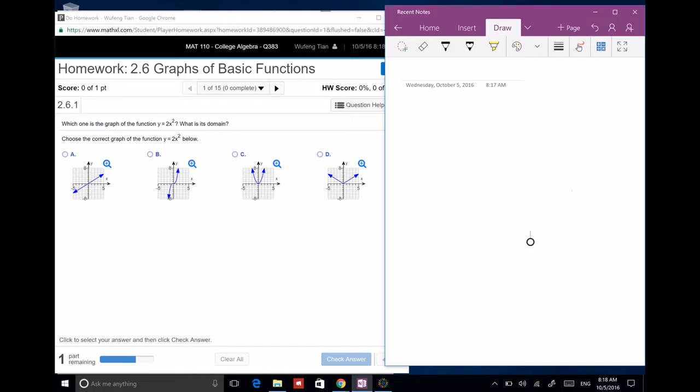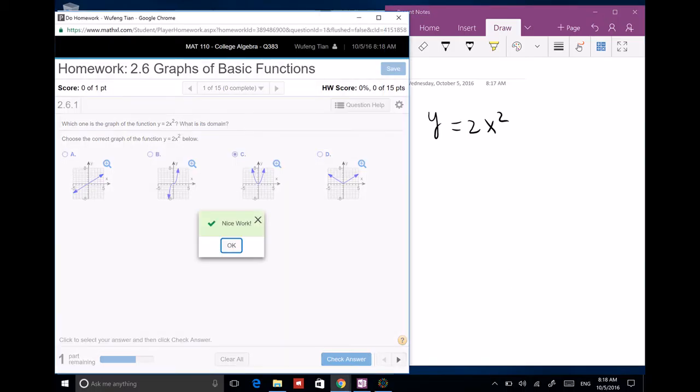And first question, y equals 2x squared, the graph. If you graph this function, it's an even function. An even function is f(-x) equals f(x). Well, it's very obvious. The first one is a linear equation. The second one is a cubic. The third one is a square. The fourth one is the absolute value of x. So the answer is C.